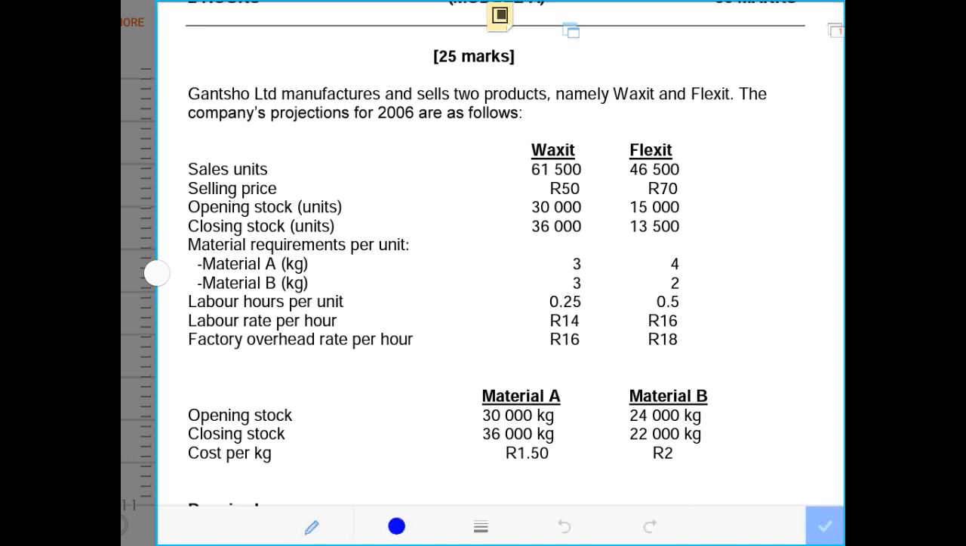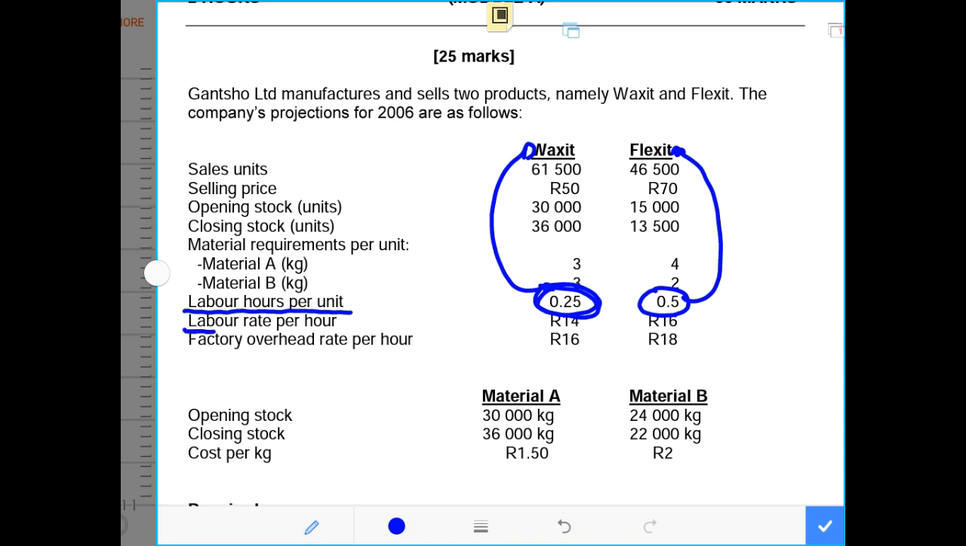These 2 products require 2 materials for them to be complete. Then after, we are given labor hours per unit. Remember, this is per unit. That means it takes 0.5 hours to complete 1 unit of product Flexit. However, it takes 0.25 labor hours to complete 1 unit of product Waxit.